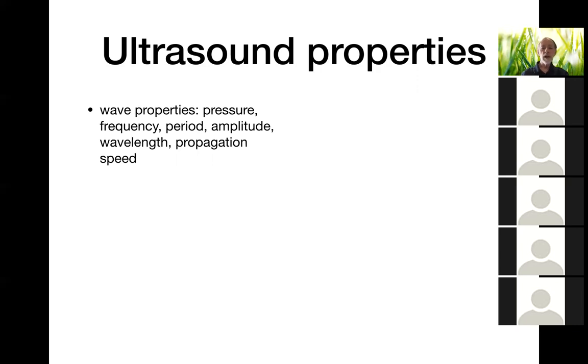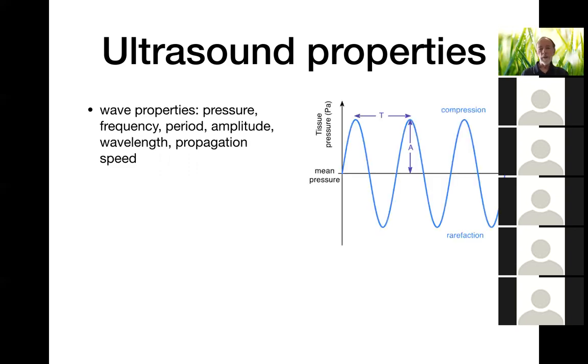We therefore have a whole lot of variables. We have the pressure itself. We have the frequency of the oscillation, the period, the amplitude, wavelength, and the propagation speed. And this is one of the graphs that illustrates that. So just the general concept and terminology around the wave. Has anyone got any questions about that?